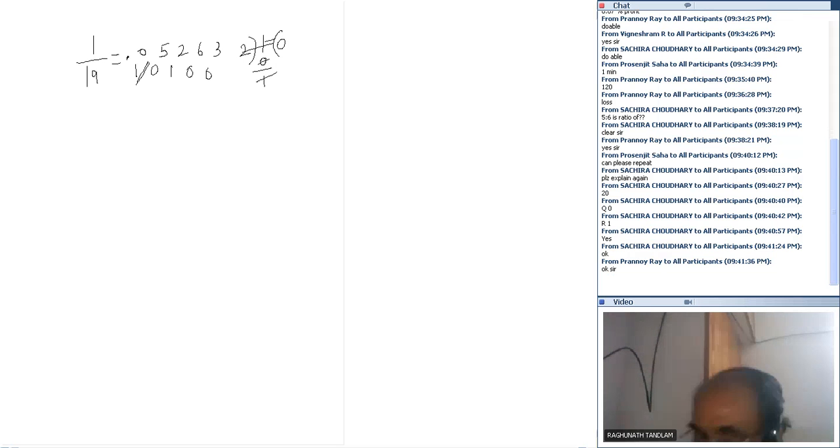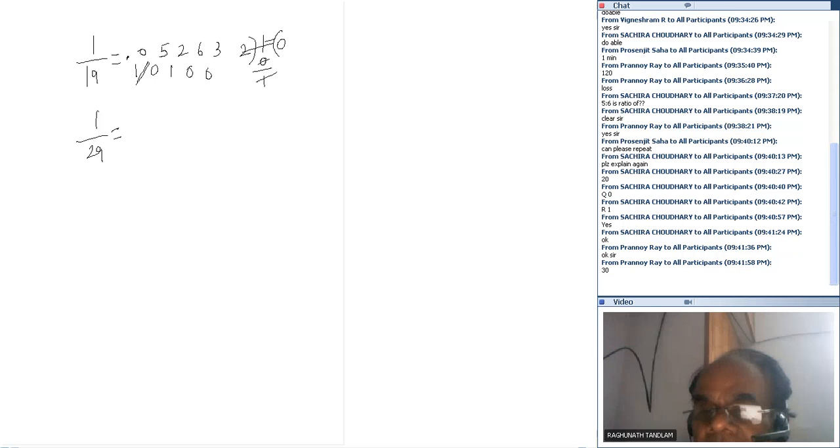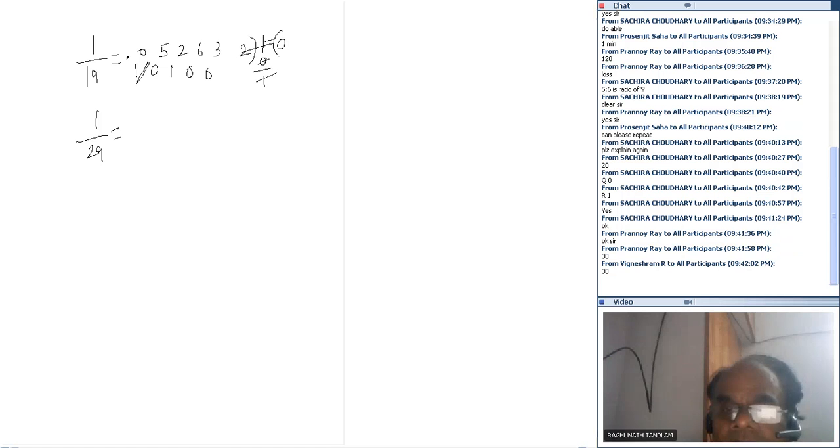Now can we try 1 by 29? Try to get 4 decimals in about 20-30 seconds. What do we do now? What's the next number to 29? Pranay, what's the next number to 29? Vignesh, 30. Ignore 0, divide 1 by 3. When I divide 1 by 3, what's the quotient, what's the remainder?